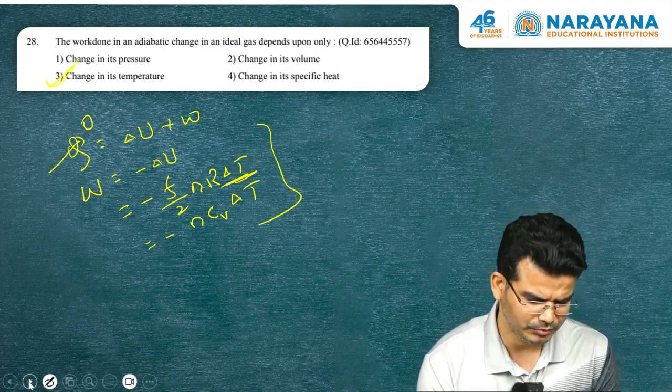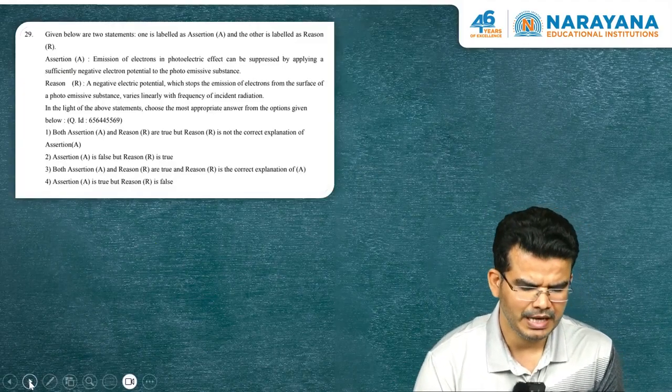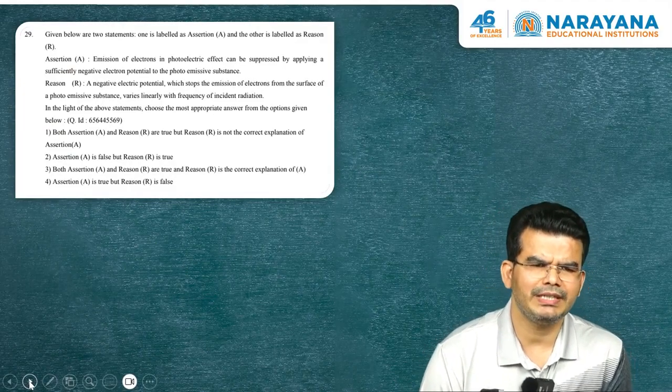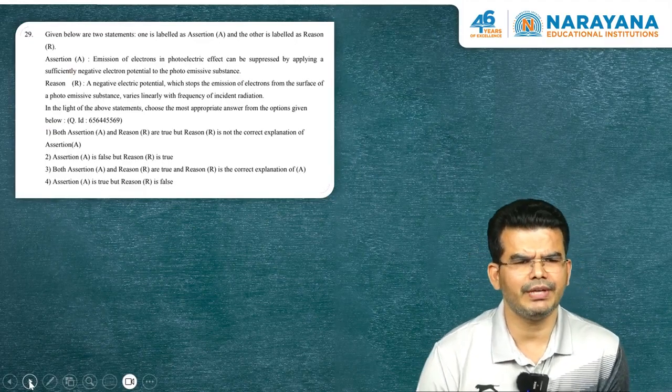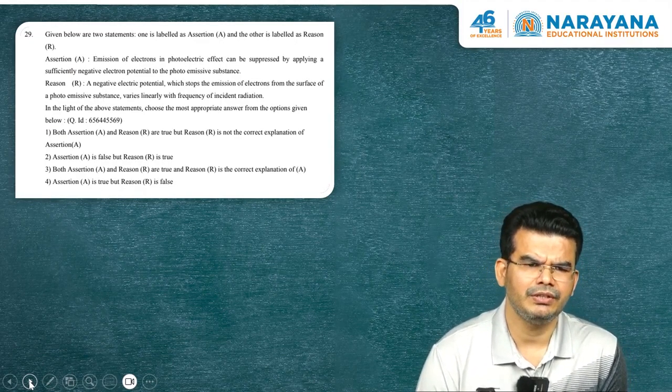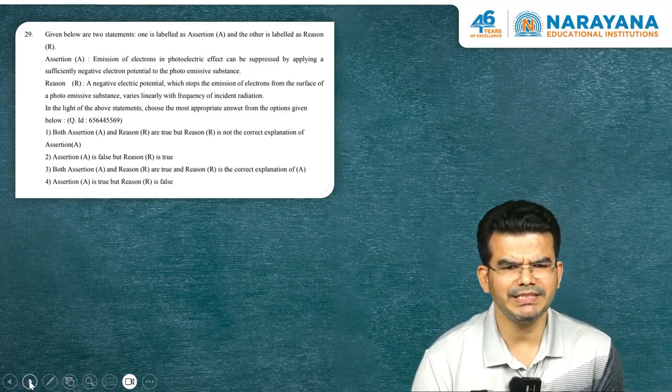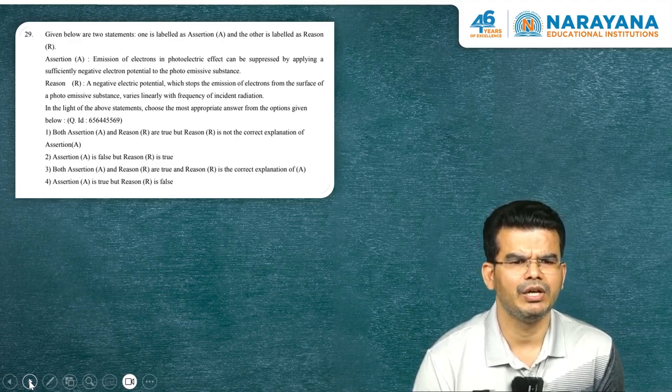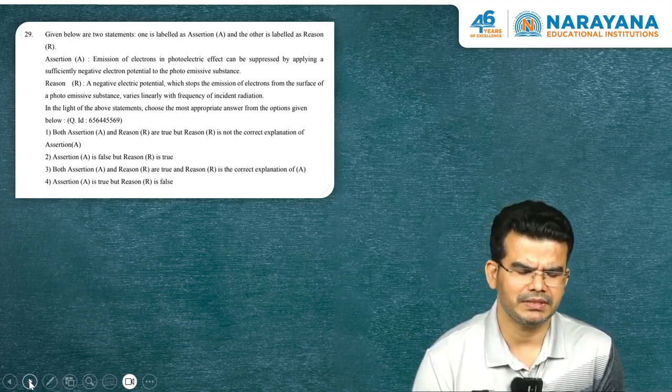Okay. Let us move to the next problem. As you can see, what is the next problem telling? It is a question from the photoelectric effect, and what it says is, emission of electron in the photoelectric effect can be suppressed by applying a sufficient negative electron potential to the photoemissive substance.